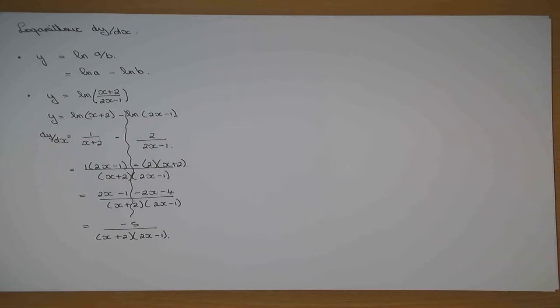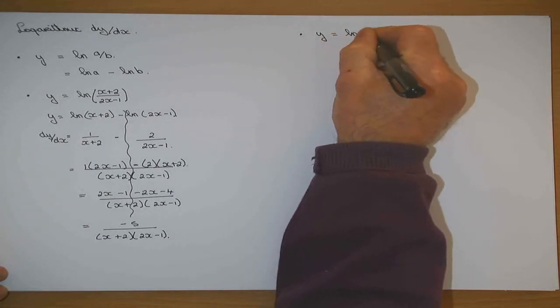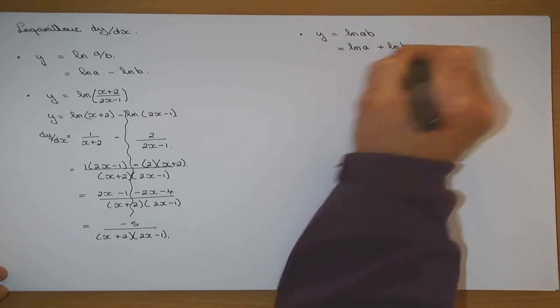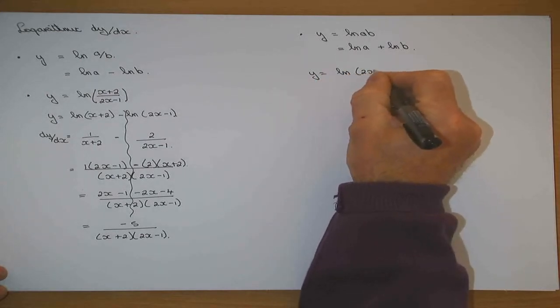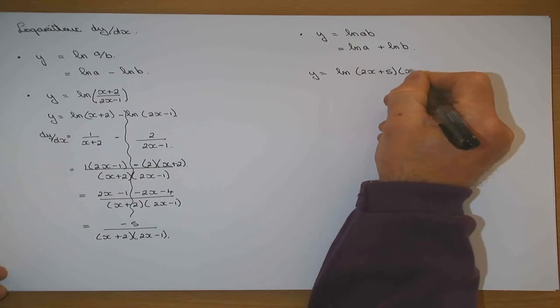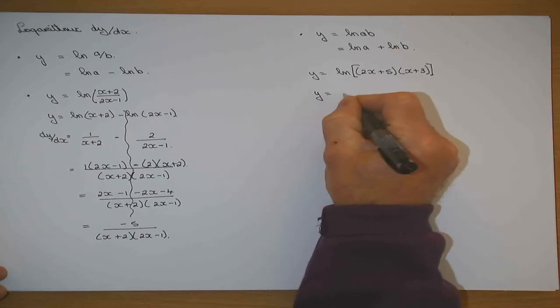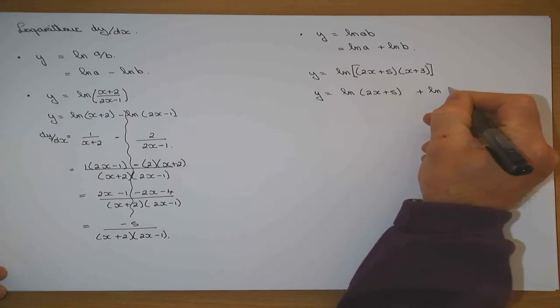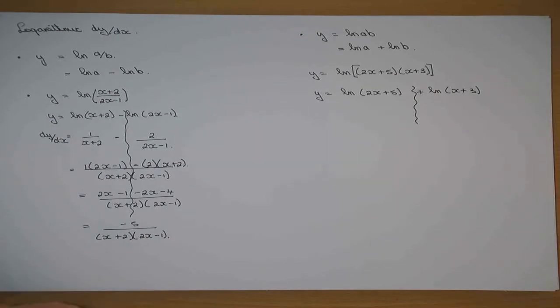Any questions? All right. The next rule of logs is, if y is equal to the log of a by b, I can say that's the same thing as the log of a plus the log of b. If y was equal to the log of 2x plus 5 times x plus 3, before I differentiate that, I could say that means y is equal to the log of 2x plus 5 plus the log of x plus 3. And I've now separated it into two different sums.